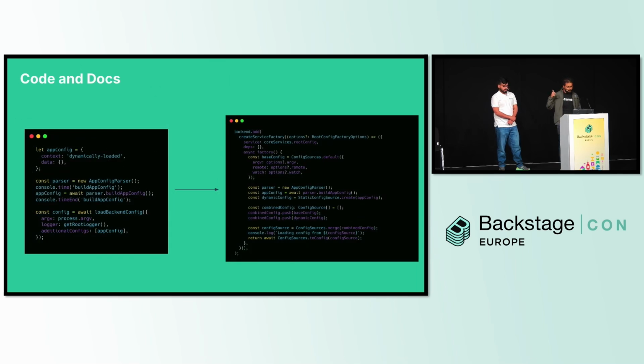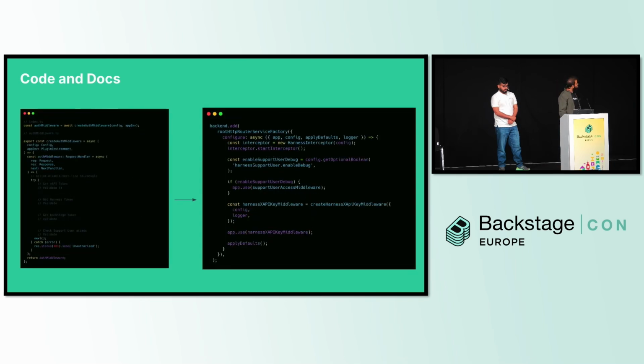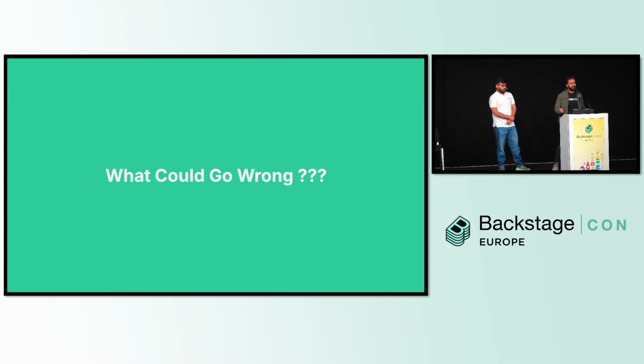This was our config before, and this is how it looked after upgrading to the new backend system. Same with the auth middleware. I have just commented out a few details because it was too long. And it was migrated to this one. And after that, everything worked fine. We shipped the new backend system. And this is pretty much our journey of upgrading Backstage right now.